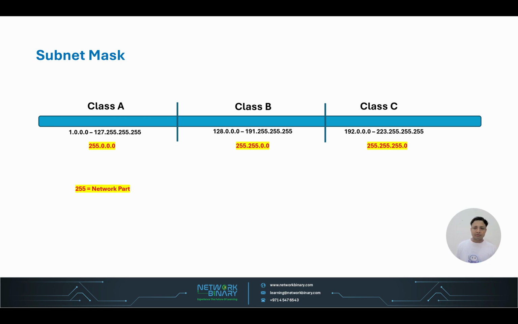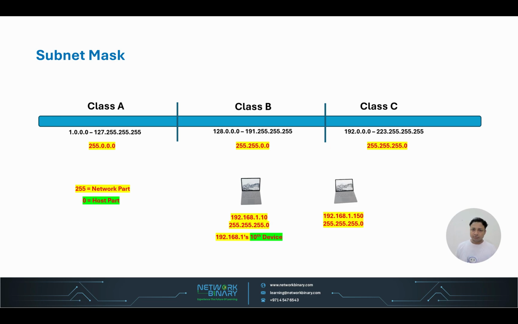Now you might be thinking, what is 255 here and what is 0 here? Where you see 255, that defines the network part, and the 0 defines the host part. Let's take an example to understand it. Let's say there is a PC with the IP address 192.168.1.10 and subnet mask 255.255.255.0. What does it mean? Look at the 255 here. There are 3 octets, 3 sections using 255.255.255. So it means that it has a network 192.168.1, and this is the 10th host or 10th device for that network.